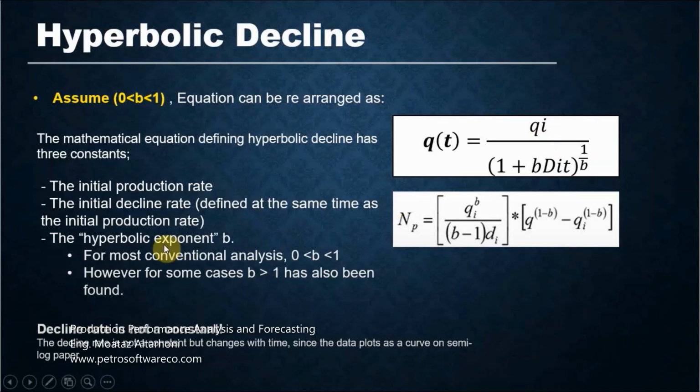In most conventional analysis, b is between 0 and 1. But in some cases, b may be higher than 1. And here's the note: decline rate is not a constant. It changes with time, and that's because the curve changes. After integrating this part, we can get the cumulative production, the cumulative oil production, using this method for forecasting the future.